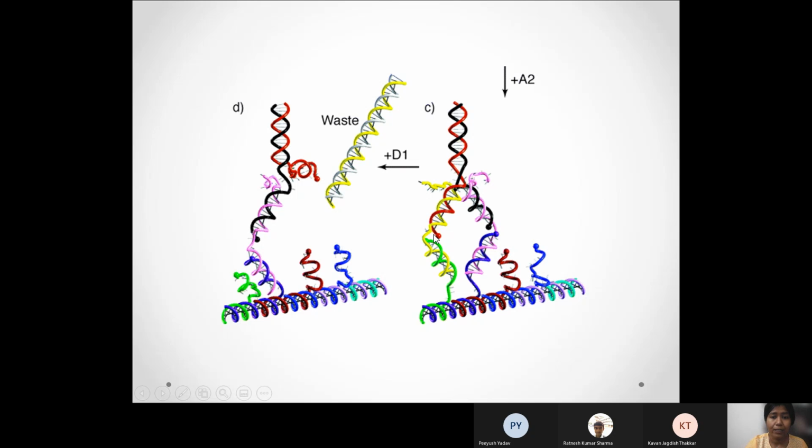Once this leg is free, if you add a second attachment strand that will hybridize to this, but instead of this it will hybridize to this, then you can make the entire walker move from this position to this position. So it will now bind to these two. So it has moved one unit in front. So by just adding the attachment strand, then the detachment strand, then the next attachment strand, you can make this walker move at regular spacing on this track.